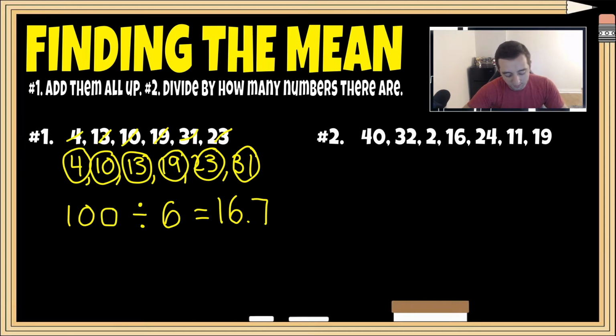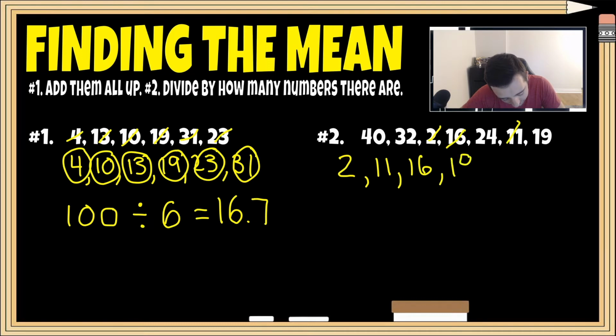Now let's do the same thing for number two. We'll order our numbers from least to greatest again. And I'm just doing this to get into habit just because we're going to talk about median in another video, interquartile range, and you do have to order for that one. So why not do it for this one as well? So 2, 11, 16, 19, we have 24, 32, and 40.